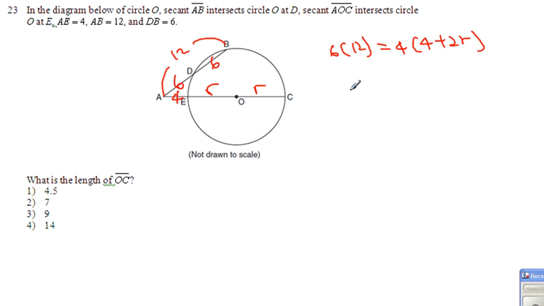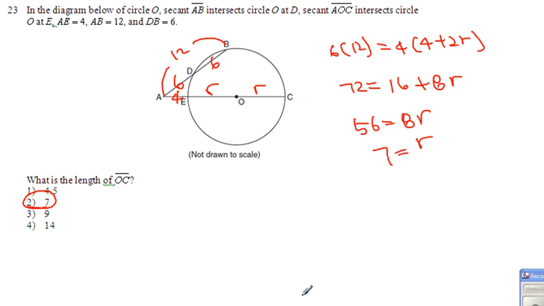Then we realize here 72 is equal to 16 plus 8R. By subtracting 16, we get 56 is equal to 8R. R will be equal to, therefore, 7. But yeah, that's exactly what they're looking for. 7 will be our answer.